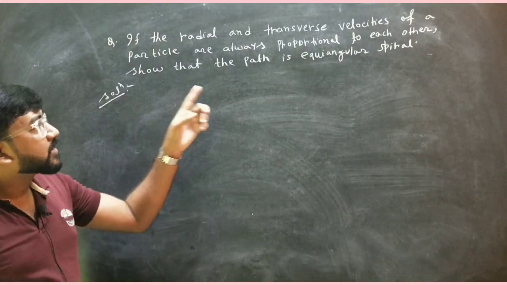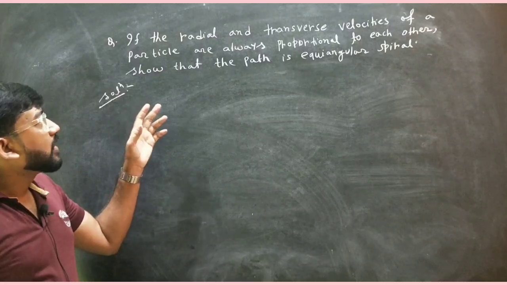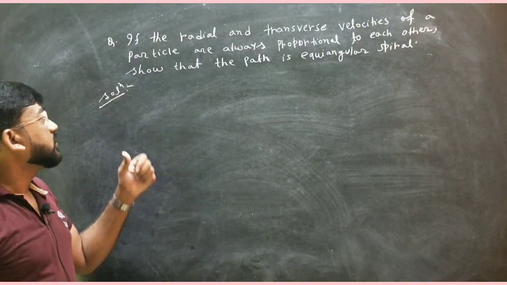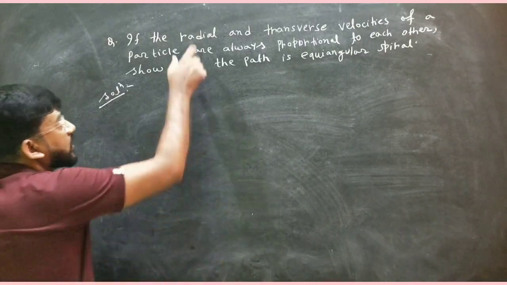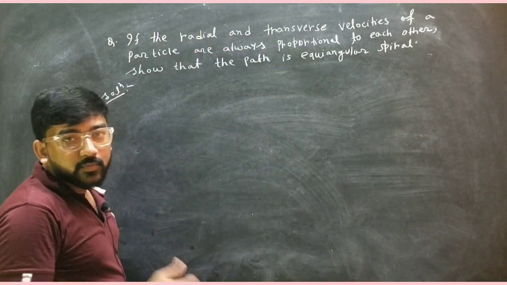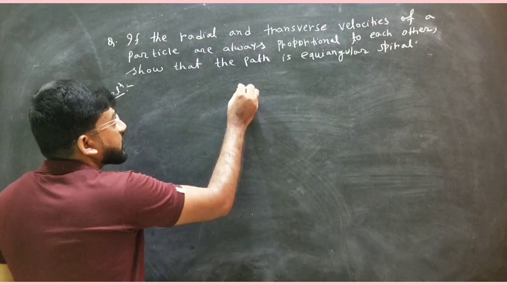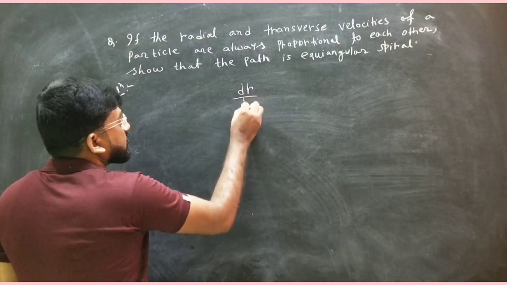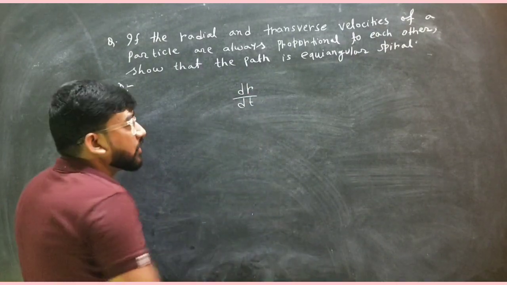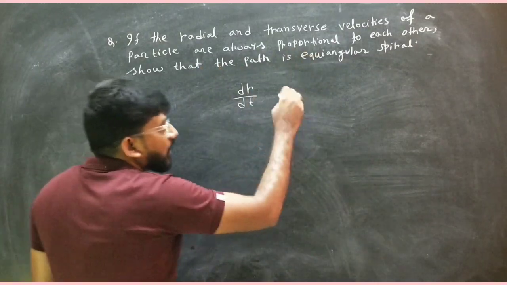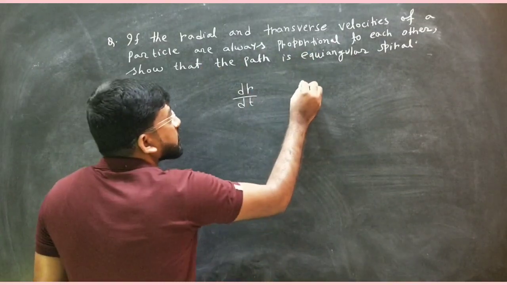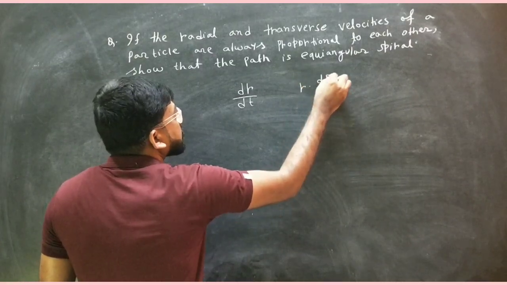If the radial and transverse velocities of a particle are always proportional to each other, show that the path is an equiangular spiral. So what is given here? Radial and transverse velocities are proportional to each other. What is radial velocity? That is r dot, that means dr by dt. And what is our transverse velocity? That is r theta dot, that means r into d theta by dt.